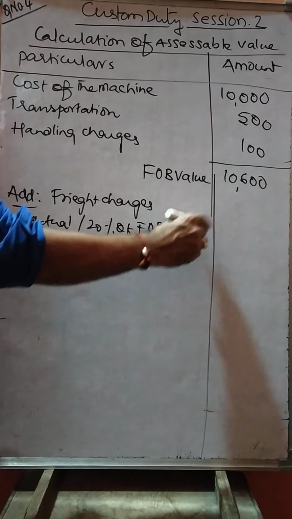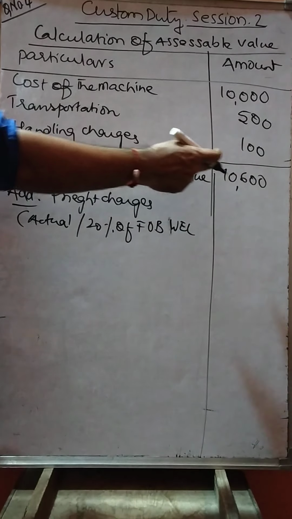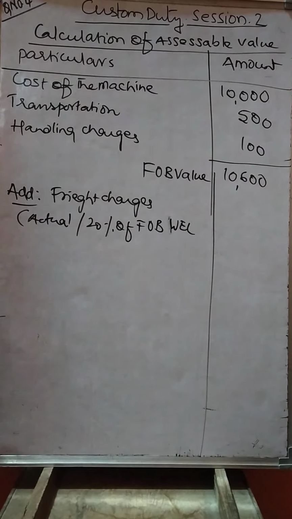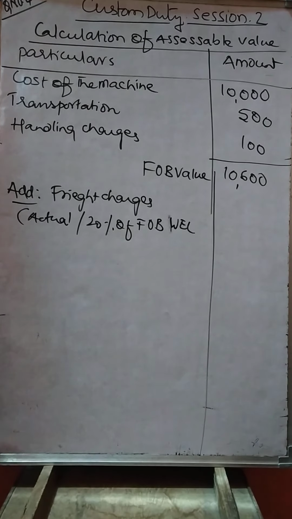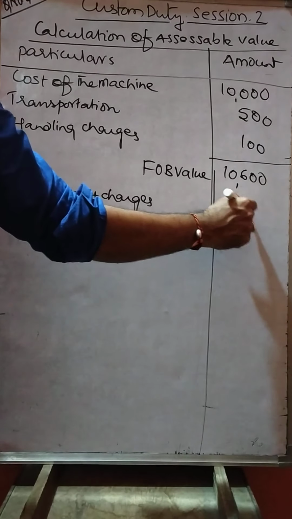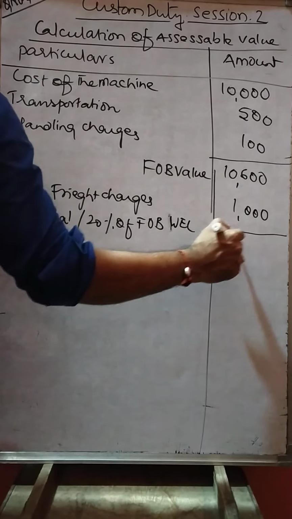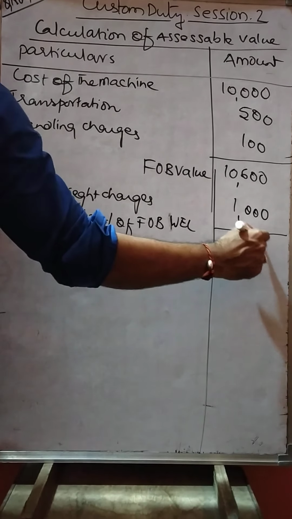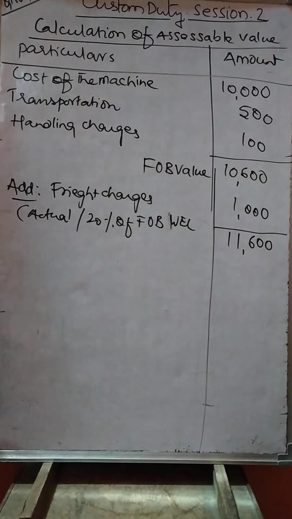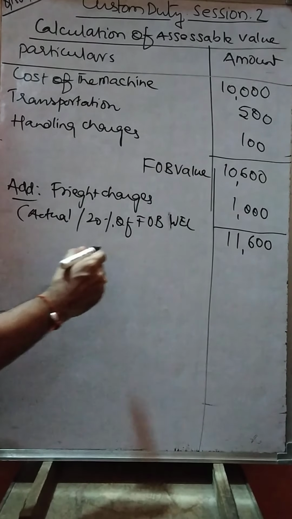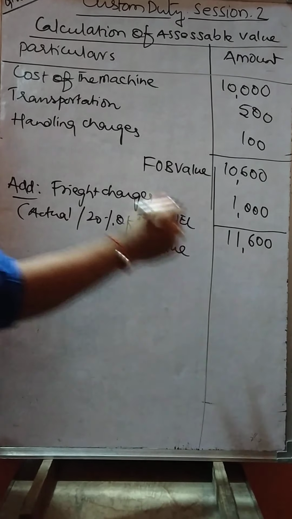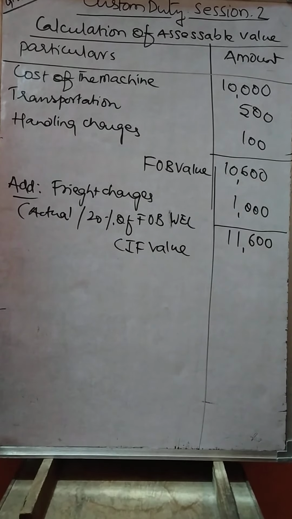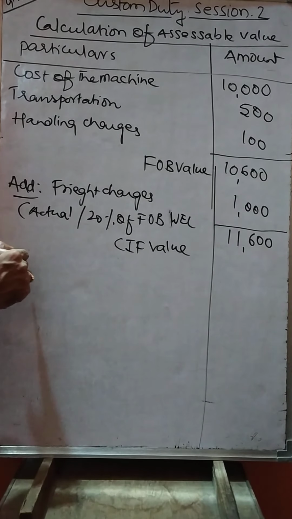What is FOB value here? 10,600. 10,600 at the rate of 20% comes to more than 2,000. So actually the amount given is 1,000. Whichever is less, 1,000 UK pound is less. So we need to consider 11,600. This 11,600 is called CIF value.